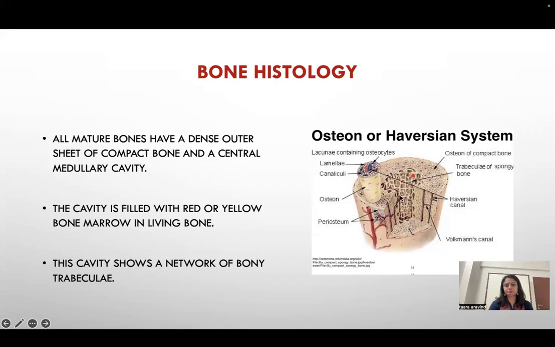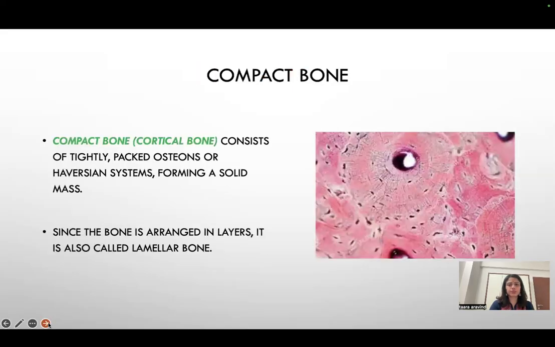So if you take a longitudinal section of a bone, what we can see is that the outermost portion is the compact bone. Inside you have a medullary cavity, and the medullary cavity shows thin plates, or bars of bone deposition, and these are basically known as trabeculae. This is the characteristic feature of a spongy bone. Coming to the compact bone, it is otherwise known as cortical bone. It consists of tightly packed osteons or Haversian system forming a solid mass. Since the bone is arranged in layers, it is also called lamellar bone.